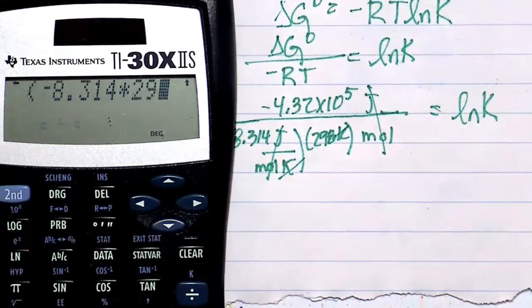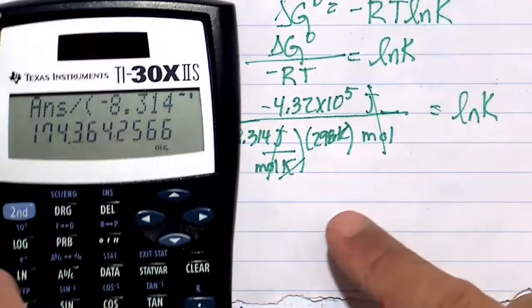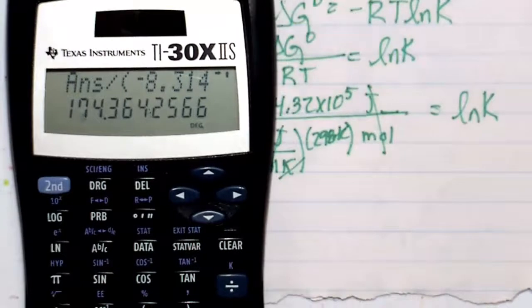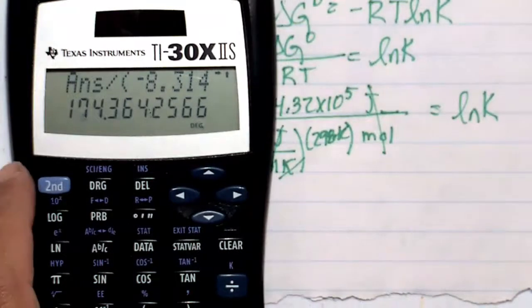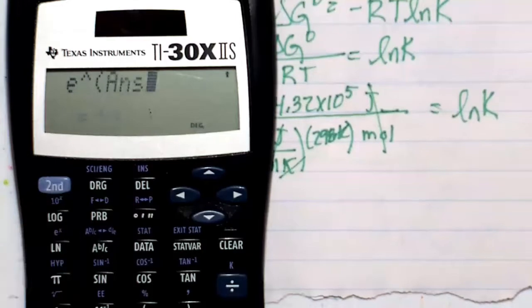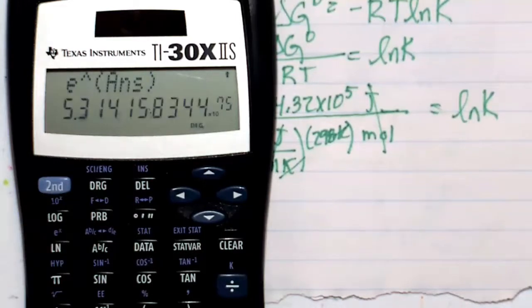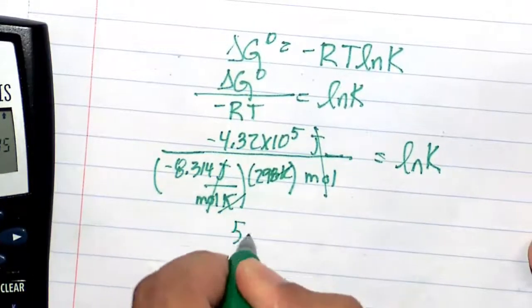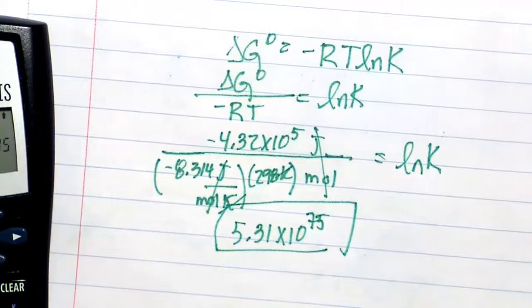Times 298. Don't forget the minus signs cancel out with one another. And so that's equal to natural log of K. To get K, we will take the inverse natural log of that and get a very large number, 5.31 times 10 to the 75th power. That is the equilibrium constant for this reaction.